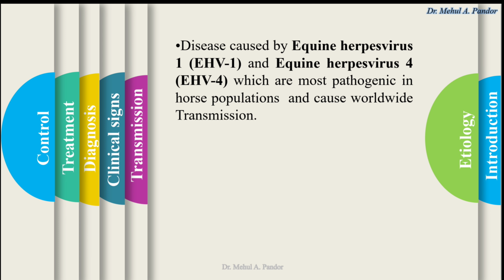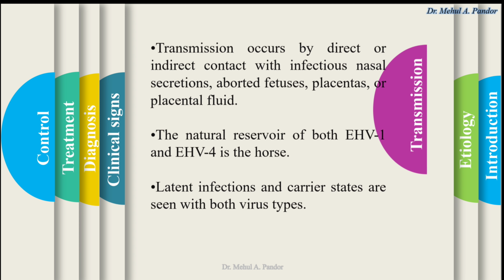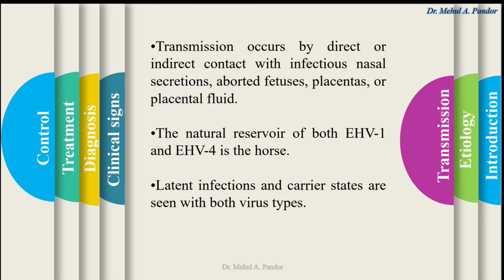If we talk about its etiology, the disease is mainly caused by equine herpes virus 1 and equine herpes virus 4, which are most pathogenic in the horse population and cause worldwide transmission. If we talk about the transmission, it mainly occurs by direct or indirect contact with infectious nasal secretions, aborted fetus, placenta, or placental fluid. The natural reservoir of both equine herpes virus 1 and equine herpes virus 4 is the horse. Latent infection and carrier states are seen with both virus types.